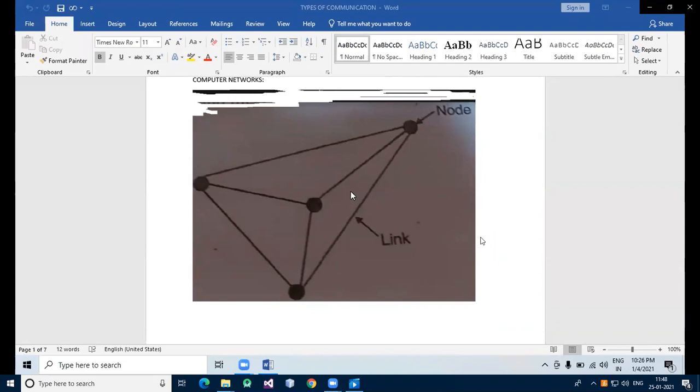Now what happens here? The network reliability is important because it decides the frequency at which network failure takes place. It also decides the time taken by the network to recover.